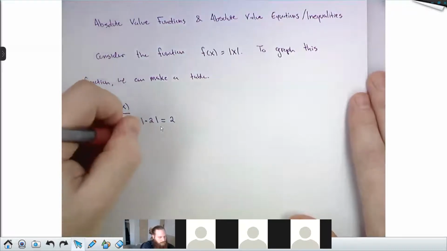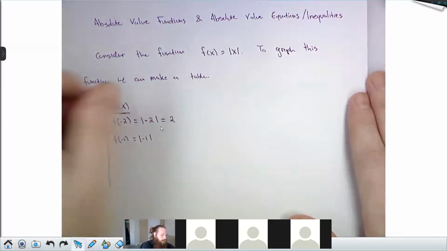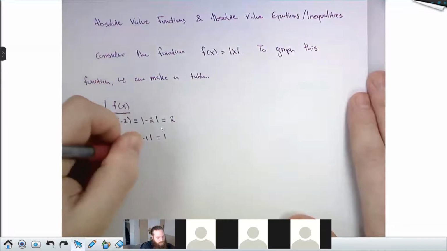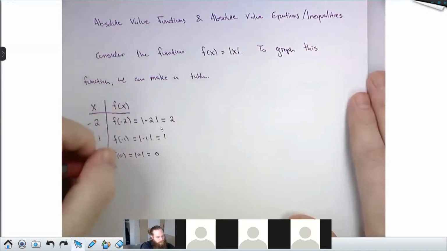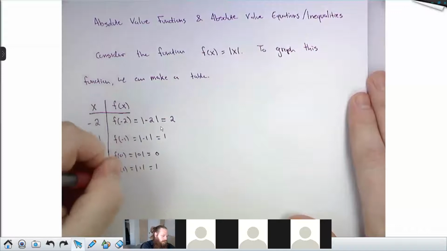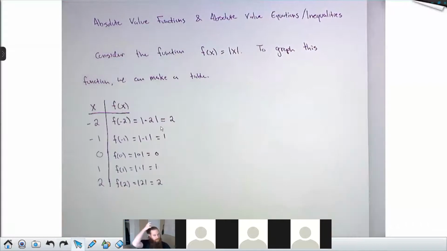f of -1, that would be the absolute value of -1, which is +1. f of 0 would be the absolute value of 0, and that is 0. f of 1 is the absolute value of 1, which is 1. And f of 2 is the absolute value of 2, which is 2. So here's what my table looks like. Some people don't write this part. I'm writing it just to help you see the function notation, just to help you get a little bit used to what this notation means. That's one of the things we need to incorporate in our thinking in this class, is function notation.